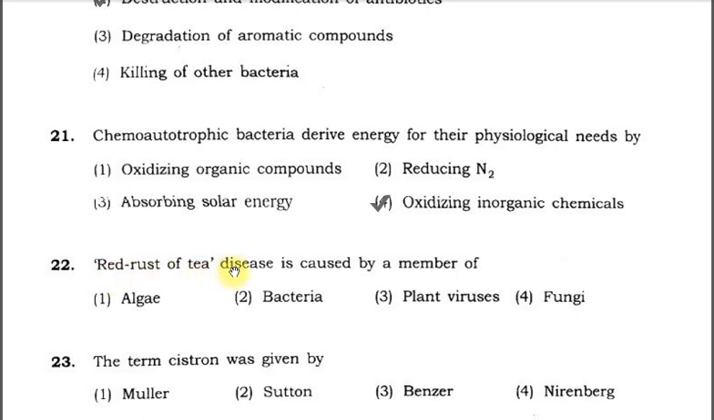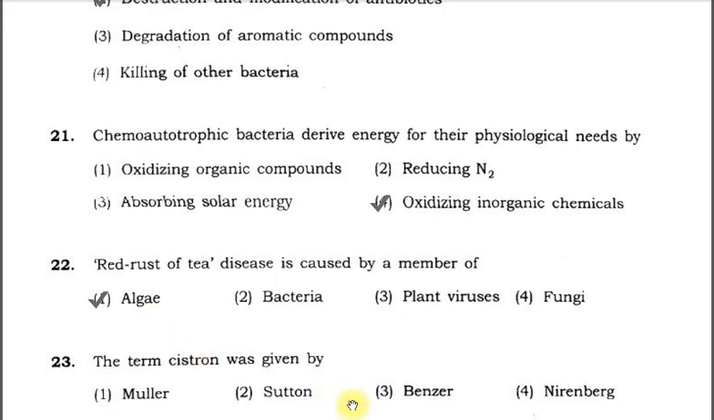The question number 22, a very simple direct question. Red rust of tea disease is caused by a member of: 1, algae; 2, bacteria; 3, plant viruses; 4, fungi. So for this question, the correct answer is 1, algae. The red rust of tea is a very unique disease which is caused by an alga.